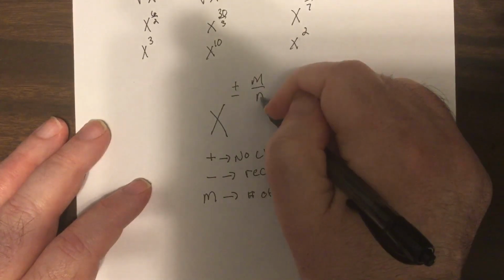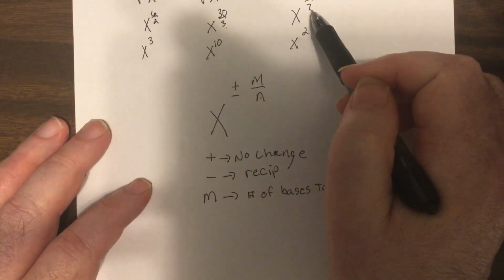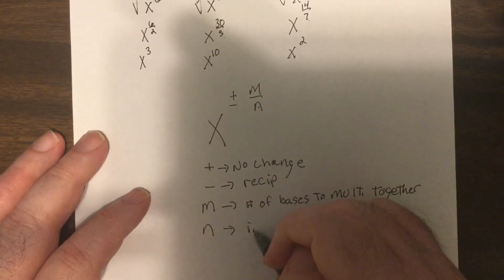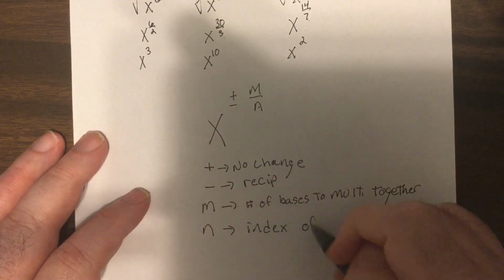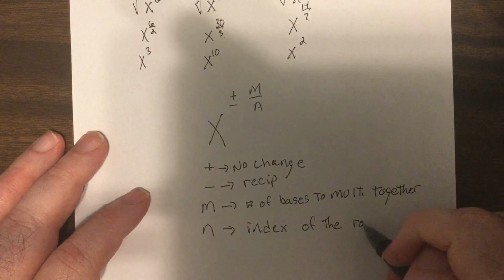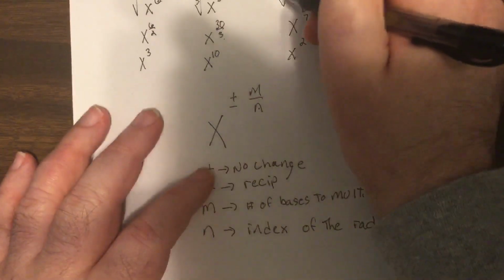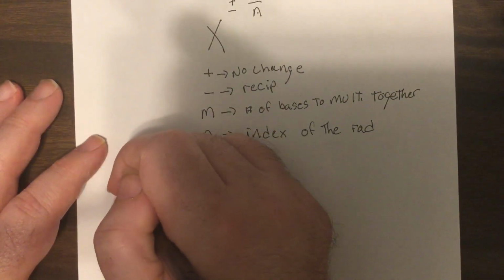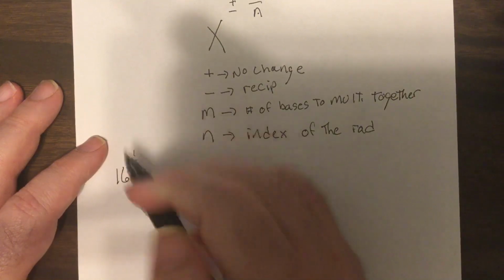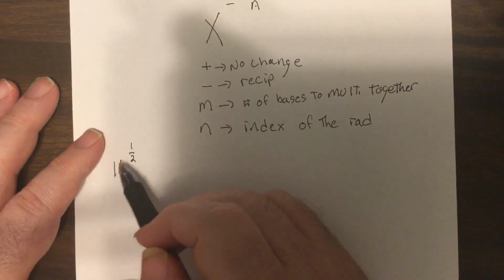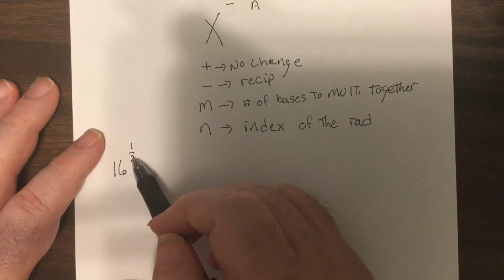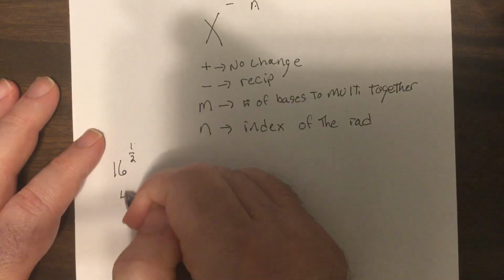Then the bottom part is what I was doing up here. It's the index of the radical to be taken. So now I don't have to write all that out. So if I said, what's 16 to the 1/2 power? You'd go, okay, it's positive, so I don't move it. 1 means I have 1 of the 16. And then the 2, since it's on the bottom, means take the square root. And the square root of 16 is 4.